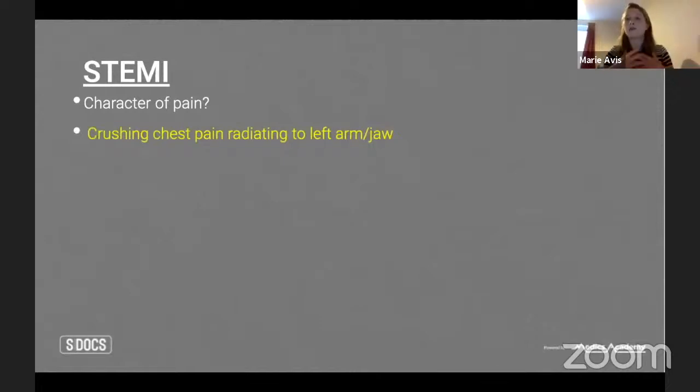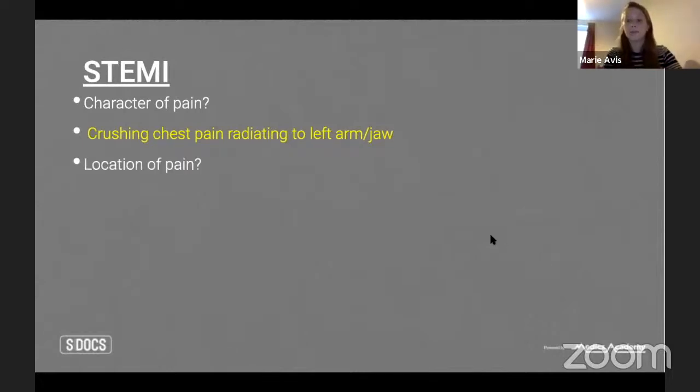People will say it feels like someone sat on my chest. So crushing chest pain, often radiating to the left arm and jaw. This won't always be the case, but if it does come up and your patient tells you this, that's a barn door MI.